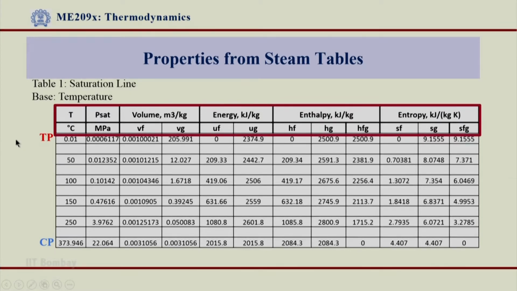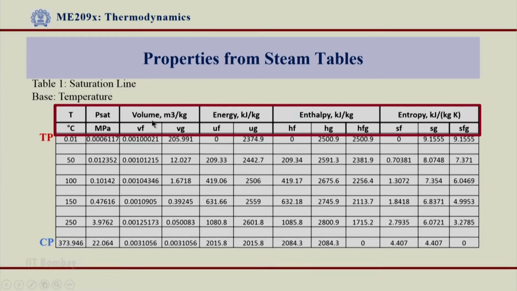Now let us look at the first two rows in this table, which are the properties that we read for given temperature and pressure condition. So you can see here volume, which is given in meter cube per kg, this is specific volume. Then we got energy, which is what we call thermal energy here. Then we got enthalpy, kilojoule per kg, and we got entropy, kilojoule per kg Kelvin. So these are the properties that one can read: specific volume, energy, enthalpy and entropy from these steam tables.